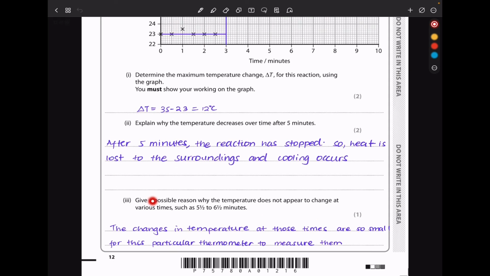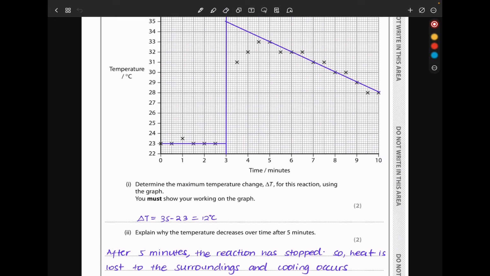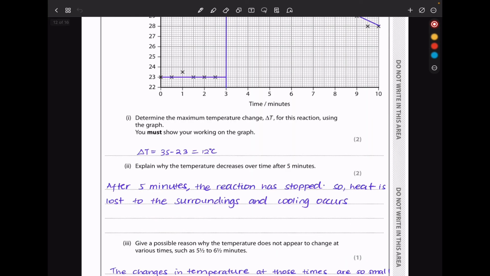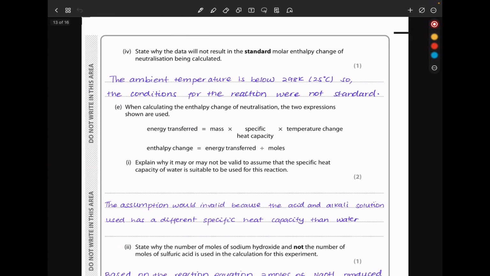And next they say give a possible reason why the temperature does not appear to change at various times, such as 5.5 to 6.5 minutes. This is around here. The temperature seems to be constant, and this could be that the change in temperature was so small that the thermometer used was not able to detect a change. So I said the changes in temperature at those times are too small for the particular thermometer to measure them.